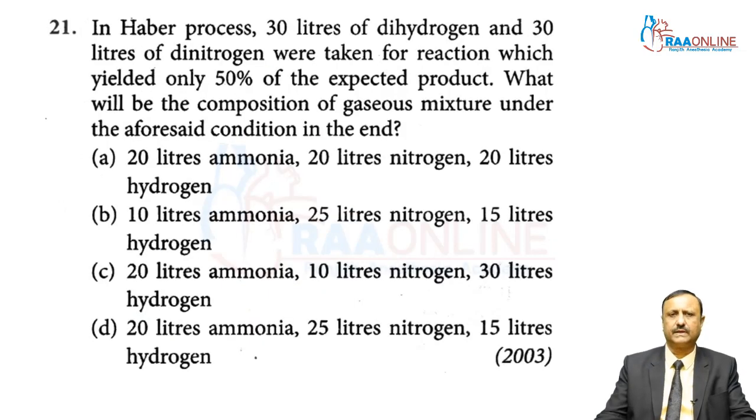My dear students, you can see here in the Haber process 30 liters of dihydrogen and 30 liters of dinitrogen are taken for the reaction, which yielded only 50% of the expected product. What will be the composition of the gaseous mixture under the given conditions in the end? The options give 20 liter ammonia, 20 liter nitrogen, 20 liter hydrogen, and so on. Now, my dear students, we can solve this question.